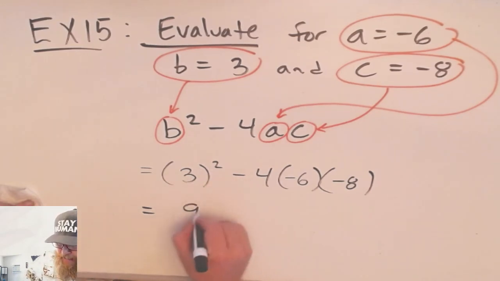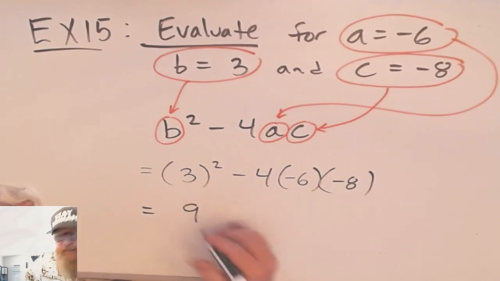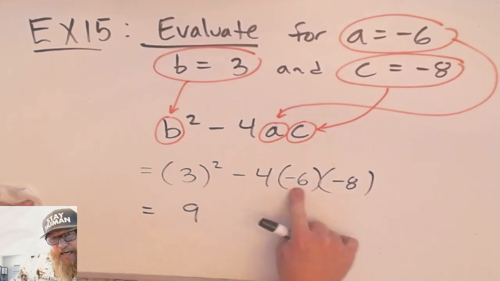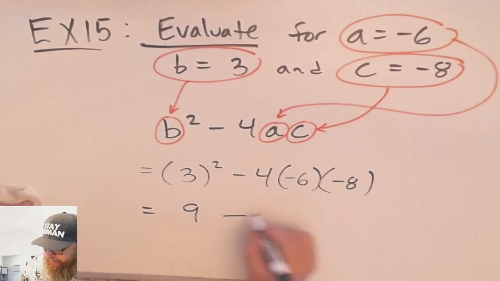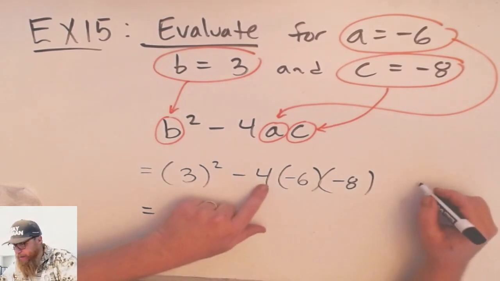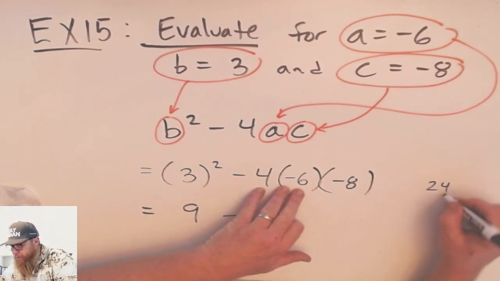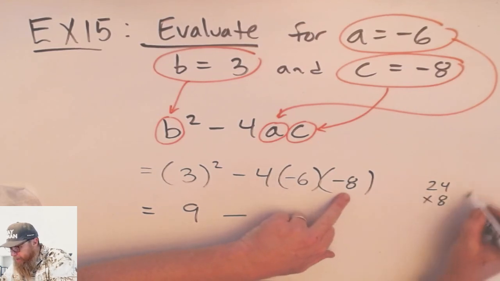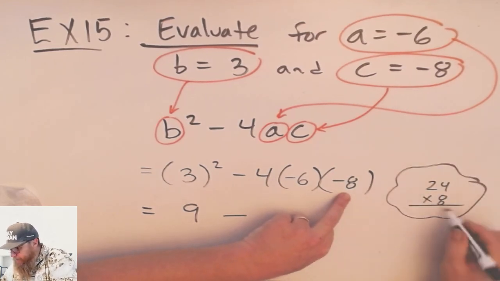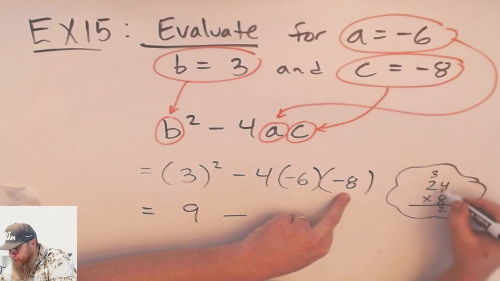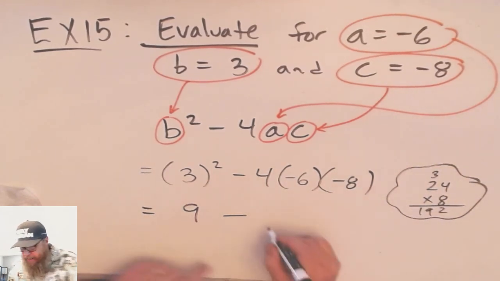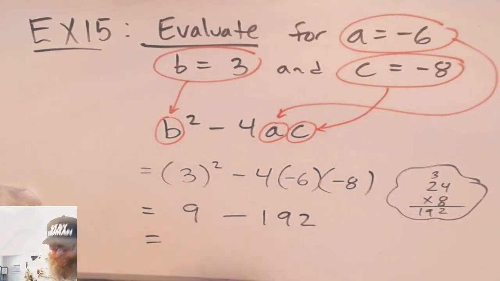3 squared is 9. Negative times a negative times a negative is a negative. Oh, that's too much for my brain. So let's just do 2 at a time. 4 times 6 is 24. And then multiply it by 8. That'll be 32. That'll be 192.